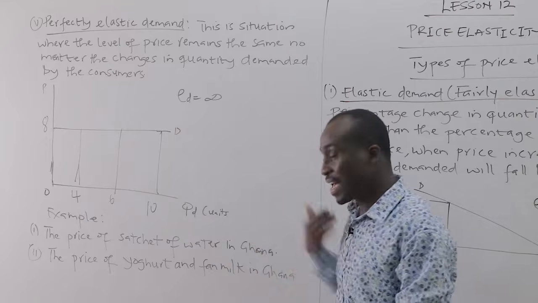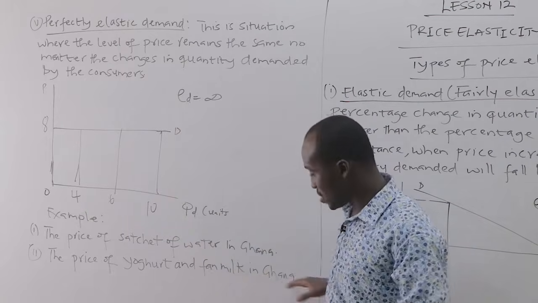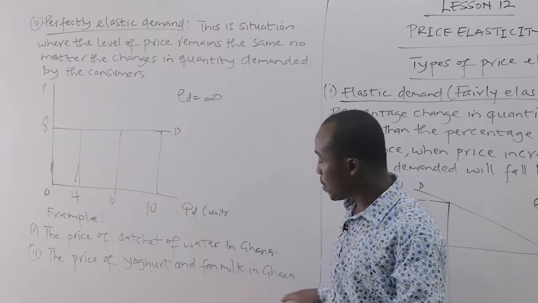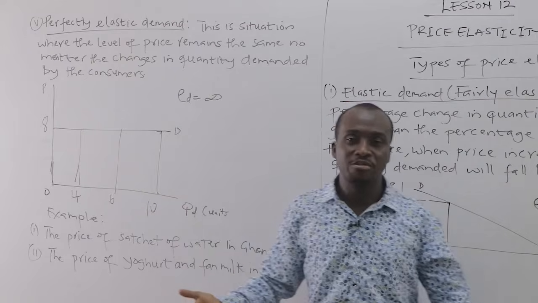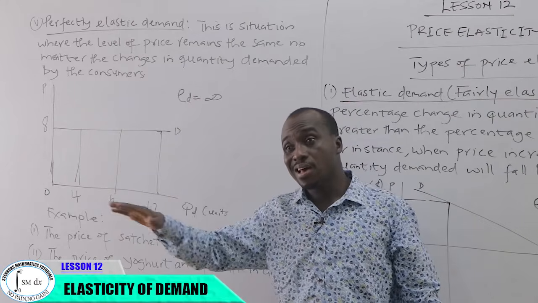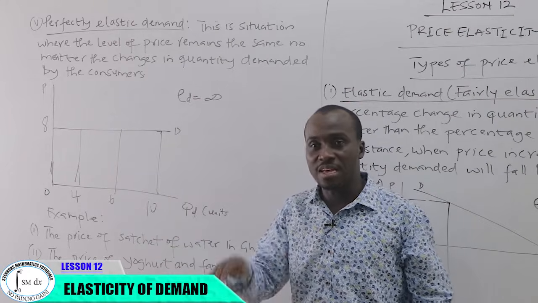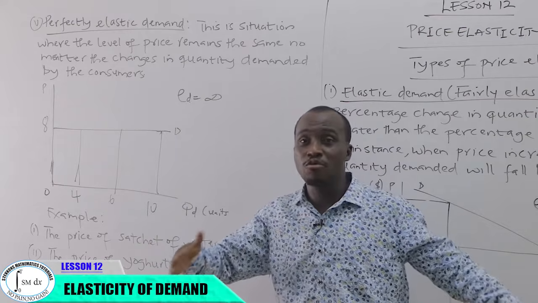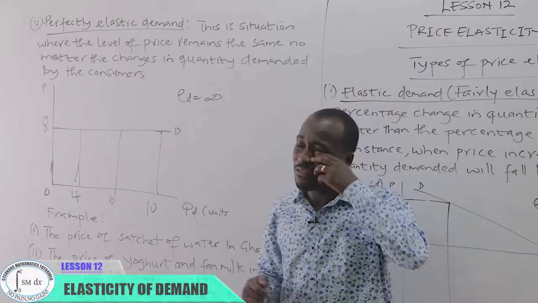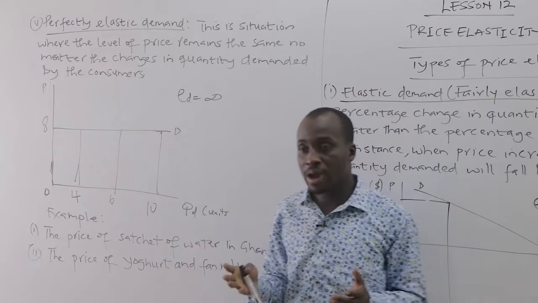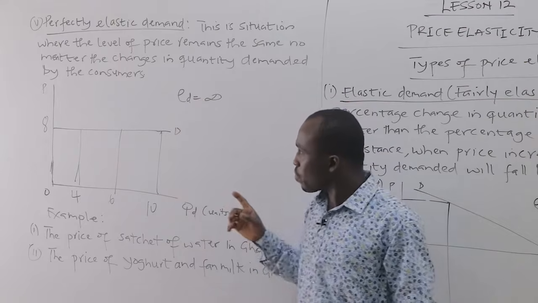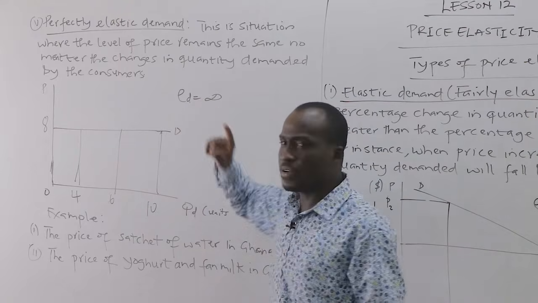In Ghana we also have yogurt and farm milk. I don't know what you have in Senegal or Ivory Coast or the Caribbean, wherever you are listening from. The price of yogurt, the ice creams we use in Ghana, has remained almost the same, 1 cedi to 2 cedi, for so many years, almost 7 to 8 years, until recently when they changed it. So there are few commodities that behave that way, and the elasticity here is equal to infinity.